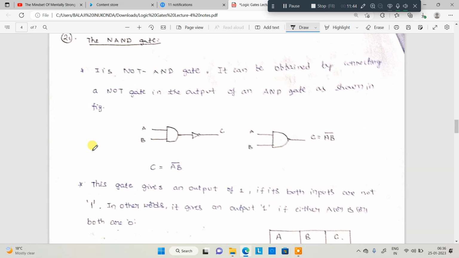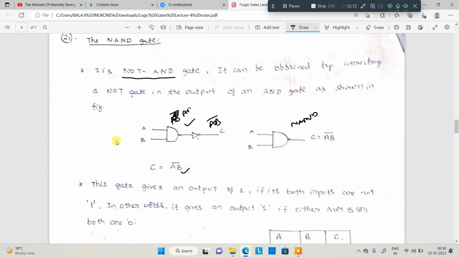Okay, coming to the NAND gate. In the case of the NAND gate, it is a combination of NOT and AND gates. The output of the AND gate is connected to a NOT gate, and you will get the NAND gate. So the NAND gate output is AB bar, because the AND gate output is AB, and we are connecting a NOT gate, that's why the bar will come.